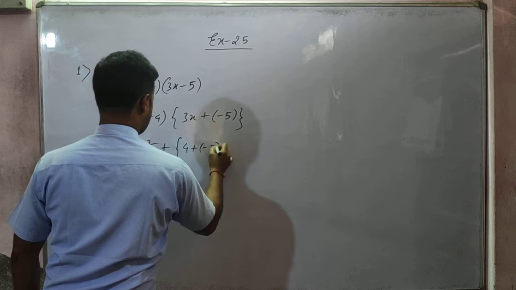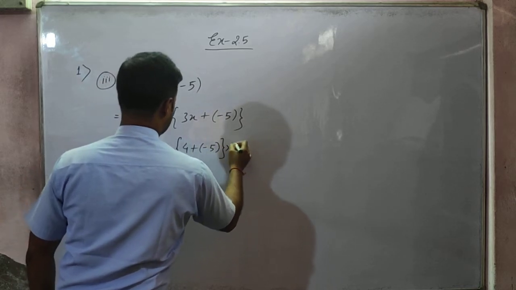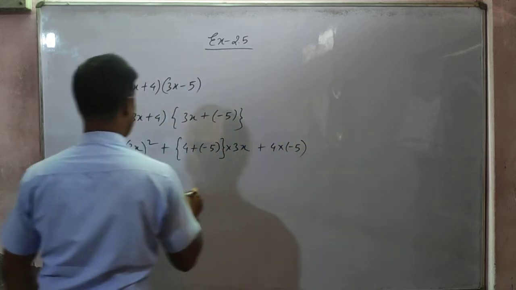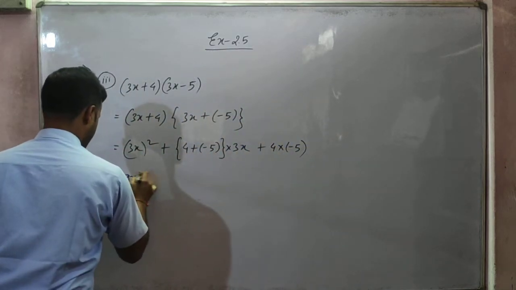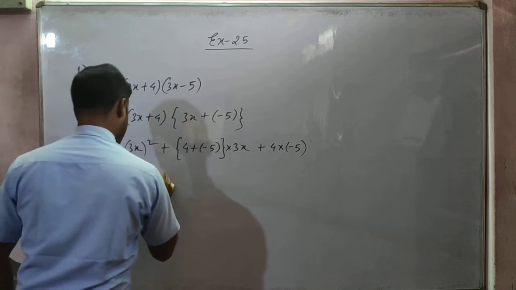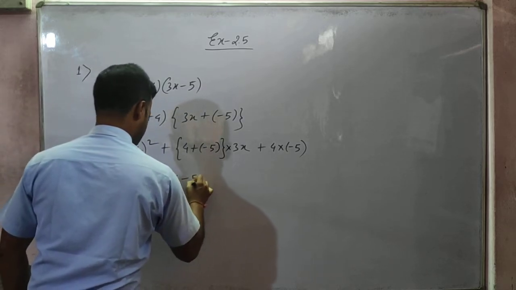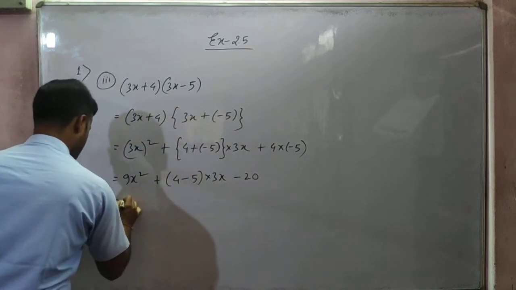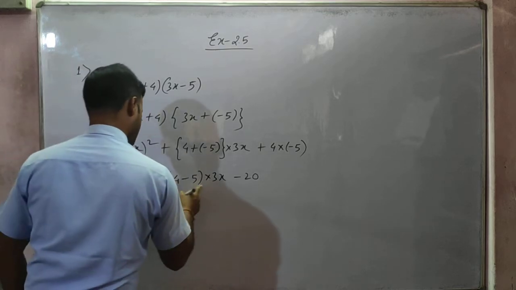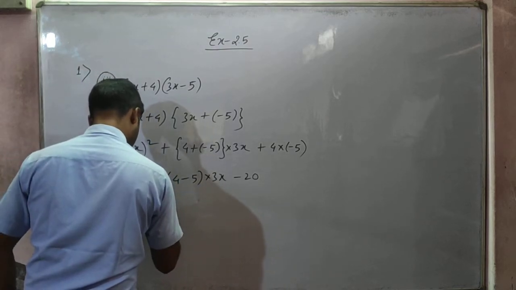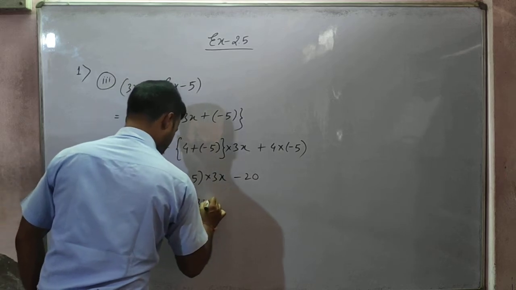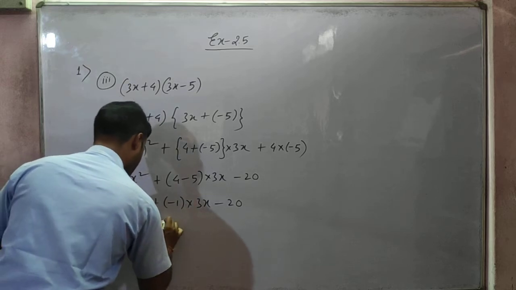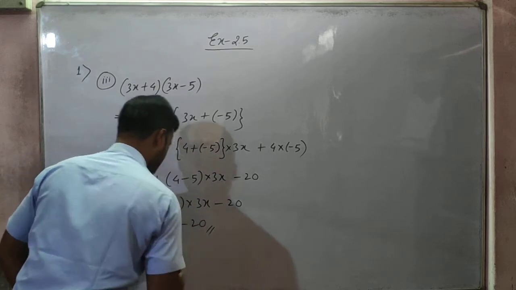(a plus b) into x plus a into b. So this will be 9x square students. This will be 9x square plus (4 minus 5) into 3x minus 20. So this will be 9x square minus 1 into 3x minus 20. So this will be 9x square minus 3x minus 20.